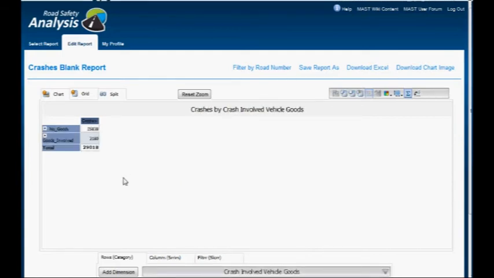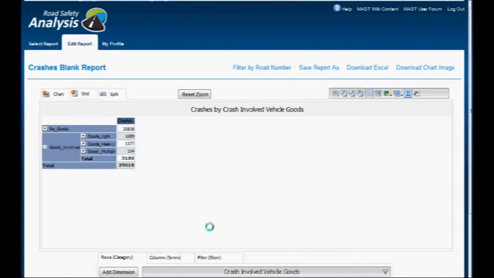There you can see my 29,000 crashes divided down between nearly 26,000 that didn't involve goods vehicles and the just over 3,000 which did. Now, of course, goods vehicles come in different sizes, and I can drill down to see the breakdown of the different sizes. We have light goods vehicles, that's car-based vans and similar. We have heavy goods vehicles, that's large enough to be carrying a weight plate. And we have another category there, goods multiple.